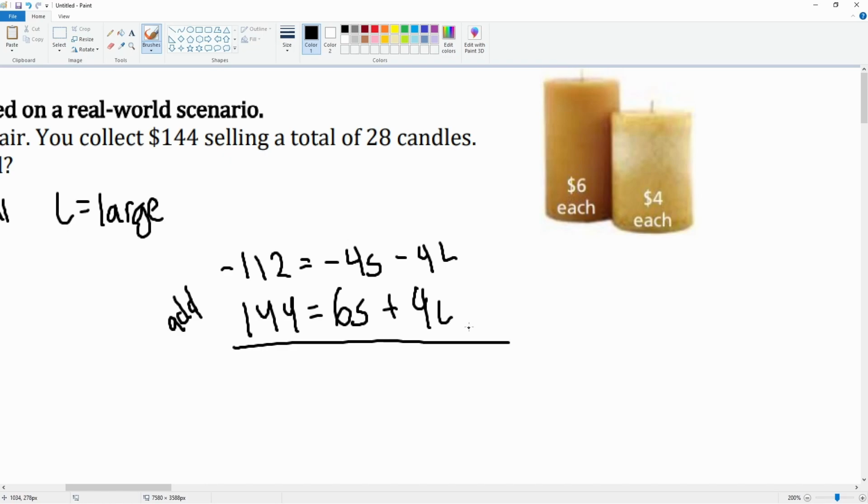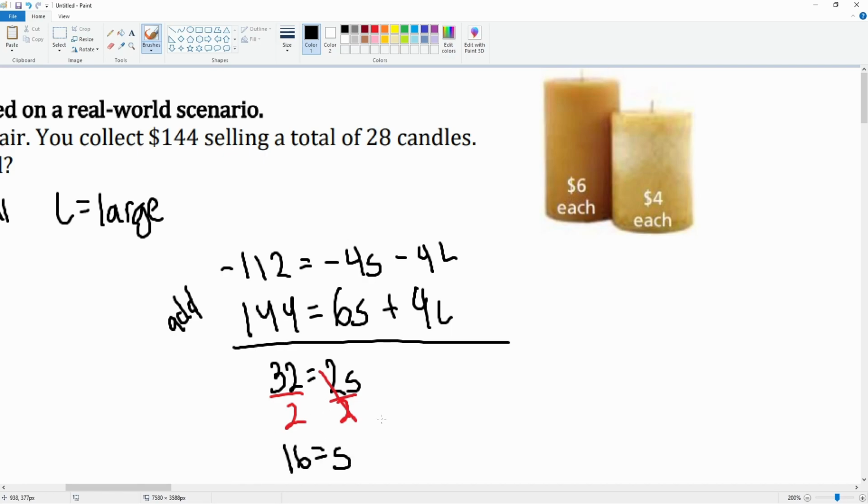Here I have -112 add 144. This gets me 32. -4S plus 6S is a positive 2S. The L terms cancel, which gets you 0L. Now we can divide by 2 to get the S alone. This cancels. 32 divided by 2 is 16, so 16 is equal to S.